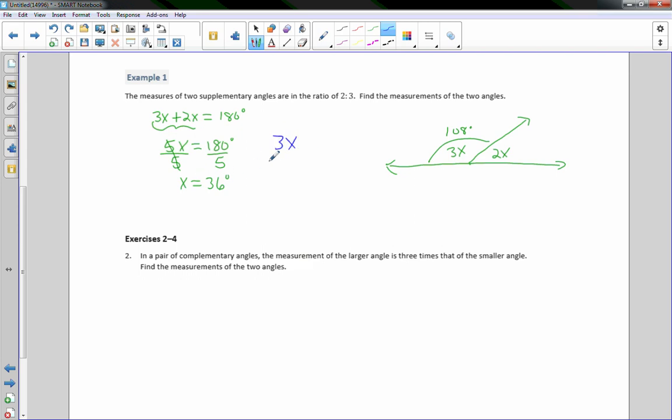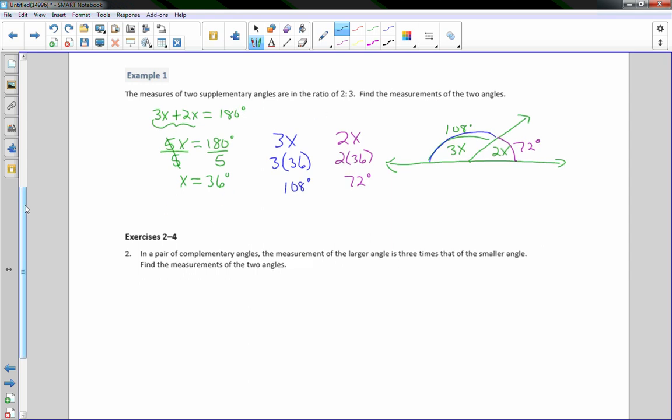Substitute in the given x. 3 times 36, and that is 108 degrees. And if I do the same on the other side, 2x is the angle. 2 times x, which we found to be 36, is 72 degrees. So that's this angle here. And the blue one is 108. And you should always check. And definitely 108 plus 72 does add up to 180 degrees.